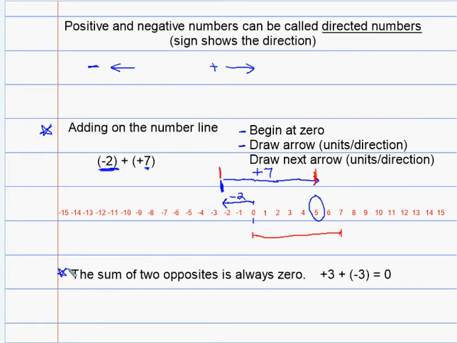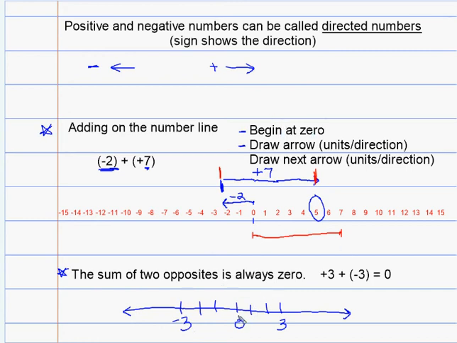And here's a handy fact. The sum of two opposites is always 0. So let's show this on a number line. I'll put a 0 in here. 1, 2, 3. Negative 1, negative 2, negative 3. Okay, I'm going to switch to the red pen so that I can do this.